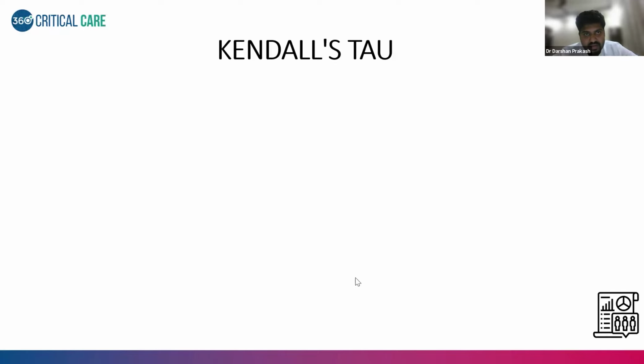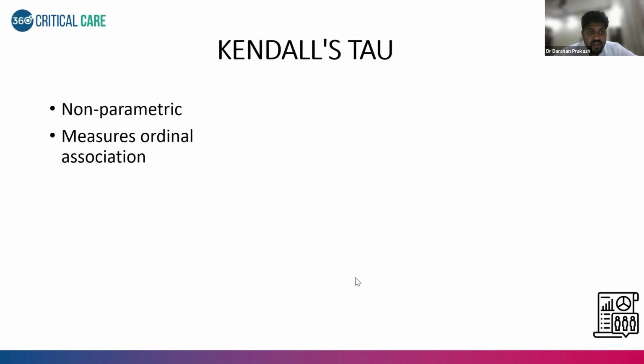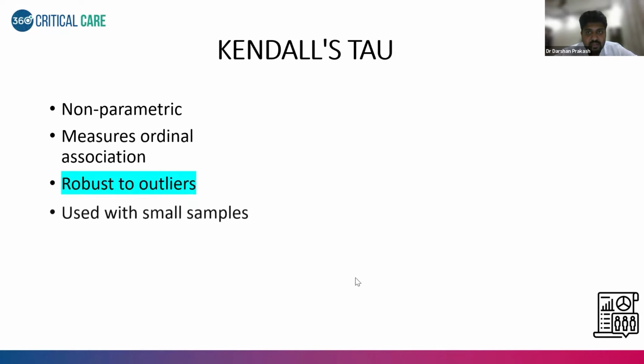So if outliers need to be included for us to get a better, more inclusive result, we need to use something called Kendall's tau correlation. It is a non-parametric test. It usually measures ordinal association. It is very robust to outliers, and it can be used even with smaller samples for analysis.